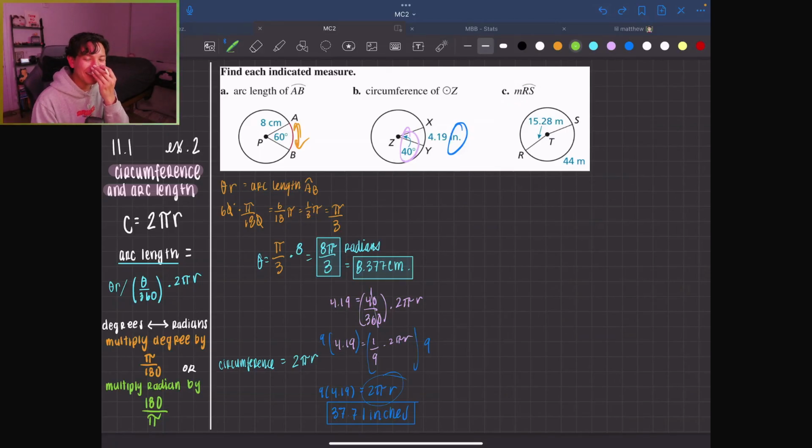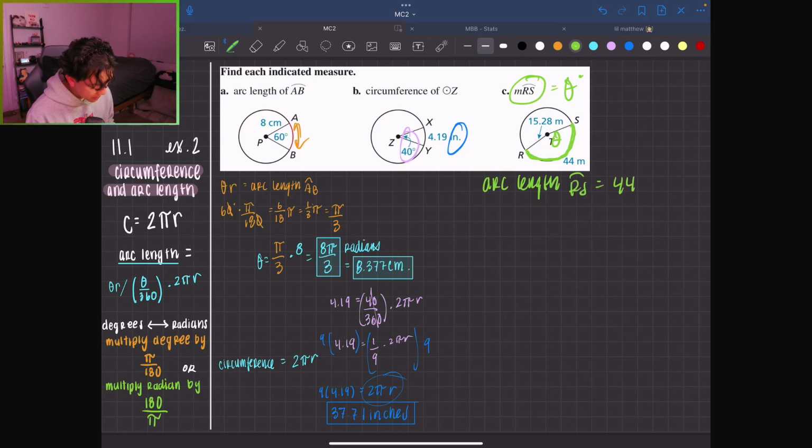Let's finish off with letter C. Okay, so we're going to find the measure of arc RS. The measure of something is going to be something in degrees, so we want theta in degrees here. I'm going to take a wild guess and say that we're finding this right over here, mainly because we are given 44 meters as our arc length. So we already know that our arc length here of arc RS is going to be 44 meters.